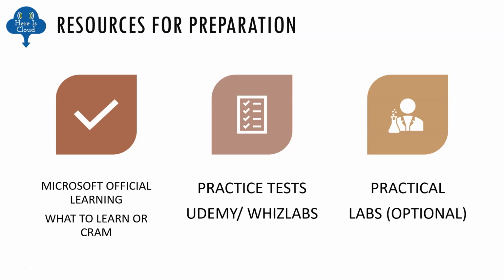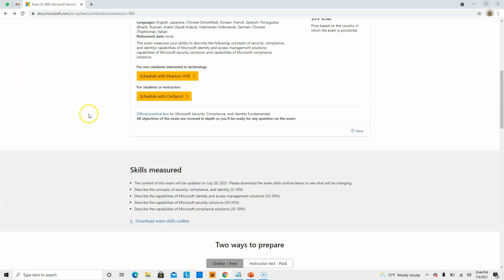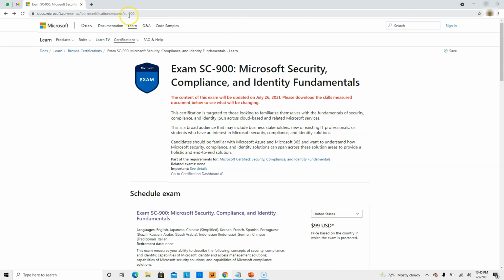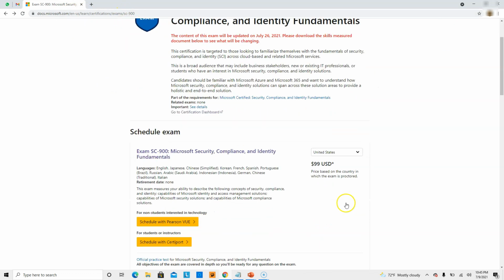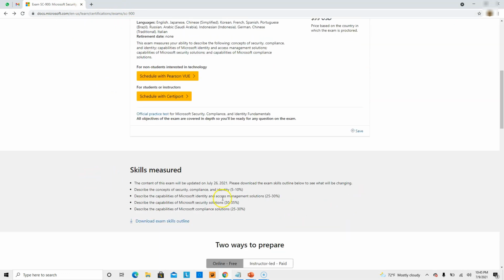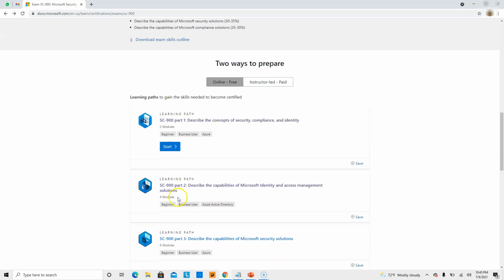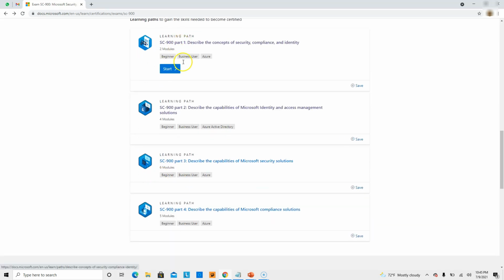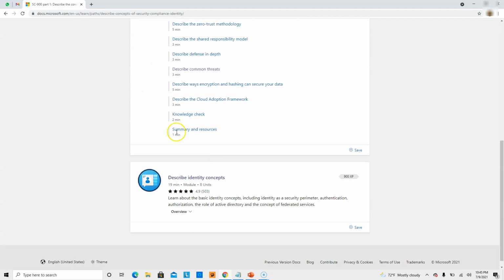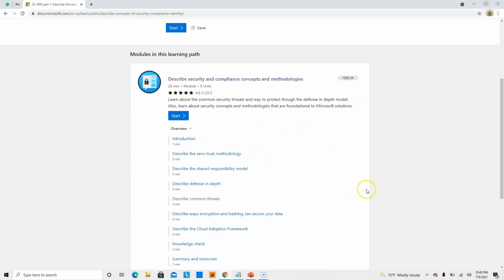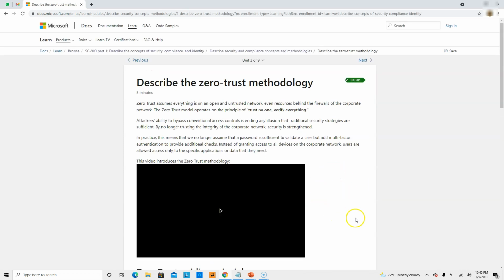Resources for preparation for this exam. The best resource for the preparation is the Microsoft official learning website, which is like this. If you go to the Microsoft Learn website, search for SC900. Here itself you will see it talk about the skills, and there you will see the courses. For each module they have made a different learning path. You can just click start and go through the material. They have subsections and some kind of knowledge checks, so I found it a pretty good source.